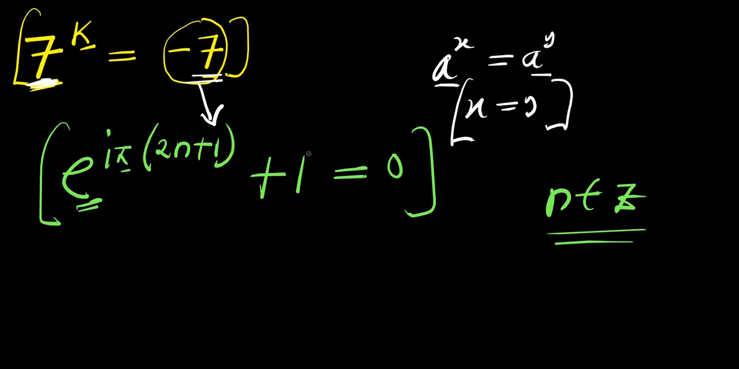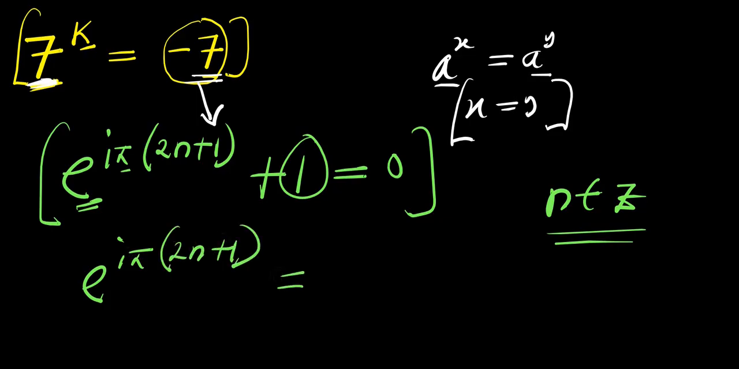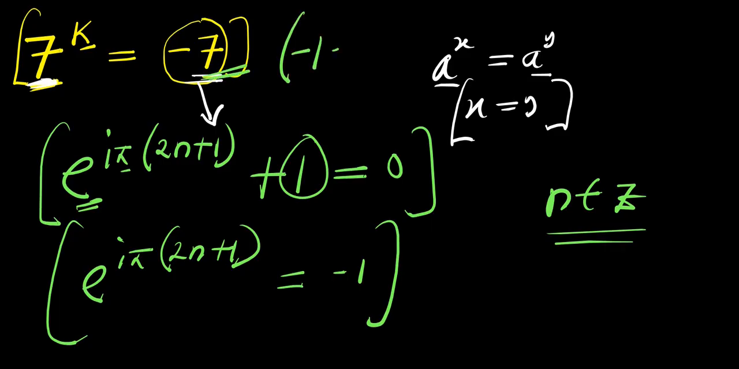So at this point, you can isolate this. You have e power i times pi times 2n plus 1 equals -1. So we are going to express -7 as -1 times 7, because -1 times 7 will give us -7. Then we will replace this -1 with this particular identity that we have here. So let's do that.